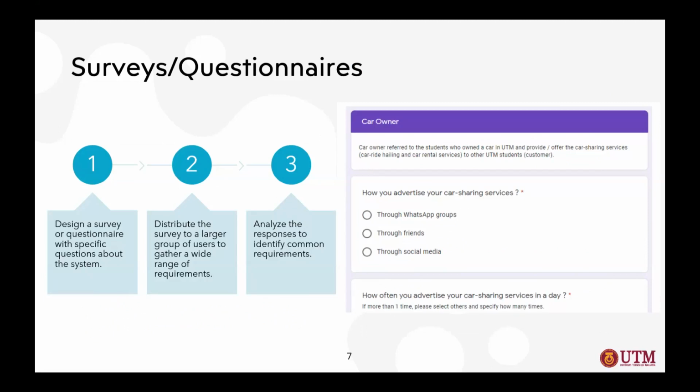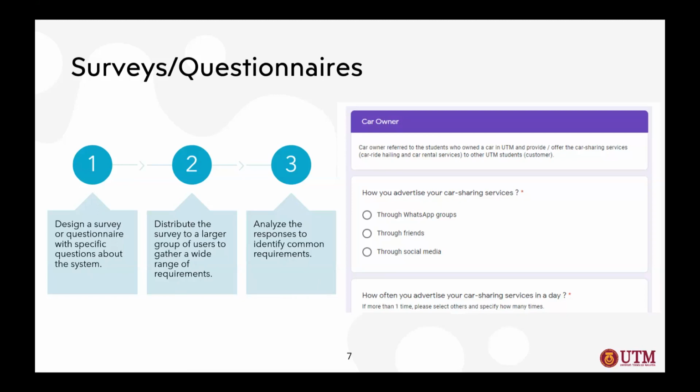Next, let's say, like before, in an appointment system, we have a patient there. For this one you can use an interview session, meaning that you go to the clinic, wait until the patient is there, and then ask them if they are okay with being interviewed. Other than that, you can also prepare your questionnaire. You can use Google Form or any other tools to do your survey or questionnaire.